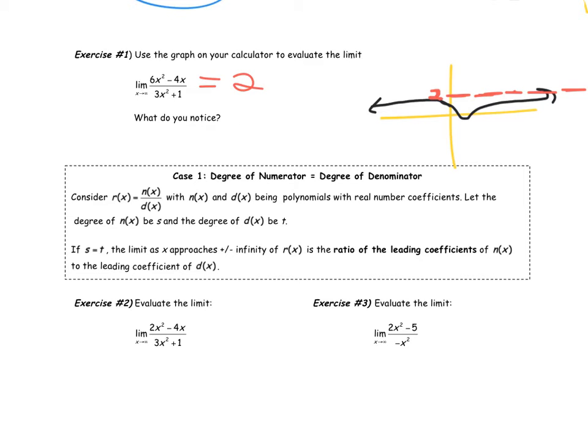And now I want you guys to think back to horizontal asymptotes. When we learned about horizontal asymptotes, we talked about bottom heavy, equal heavy, and top heavy. In this situation, what would this be categorized as?